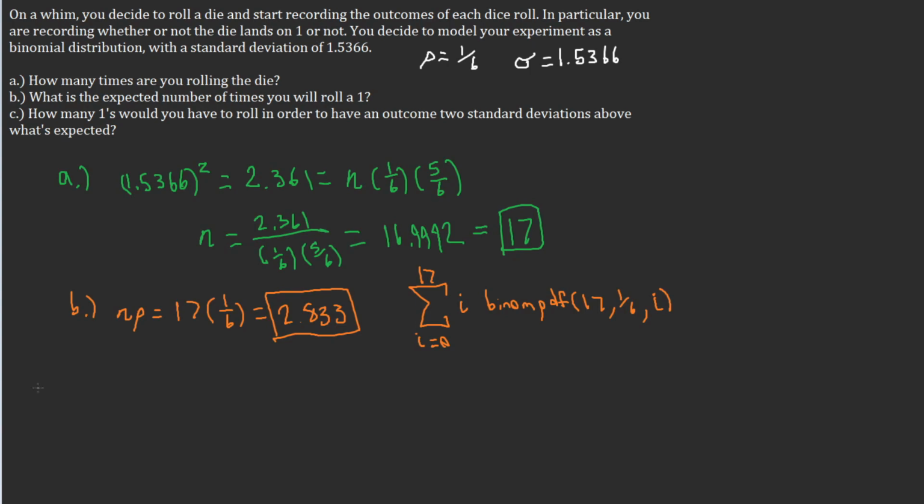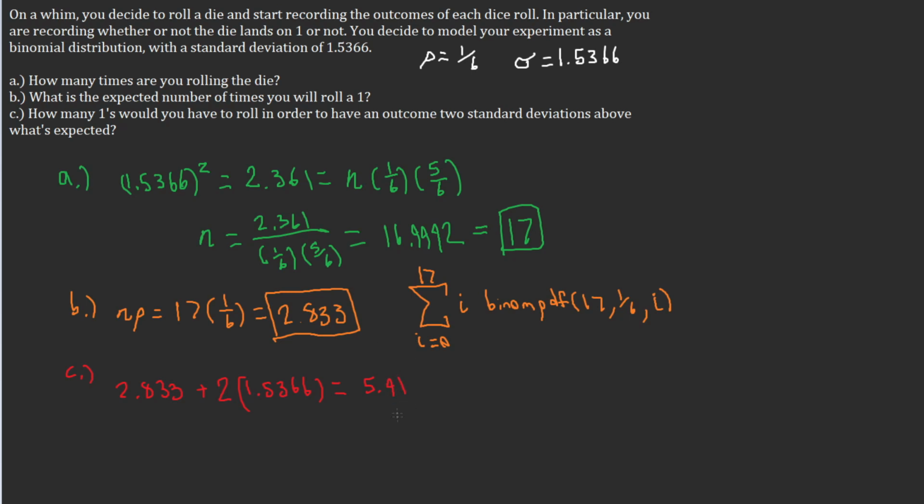So now let's do part C here. Part C asks us, how many ones would you have to roll in order to have an outcome 2 standard deviations above what is expected? And so let's take our expected value here of 2.833, and let's add 2 times our standard deviation, which is actually given to us in the problem. And so it's going to be 2 times 1.5366.